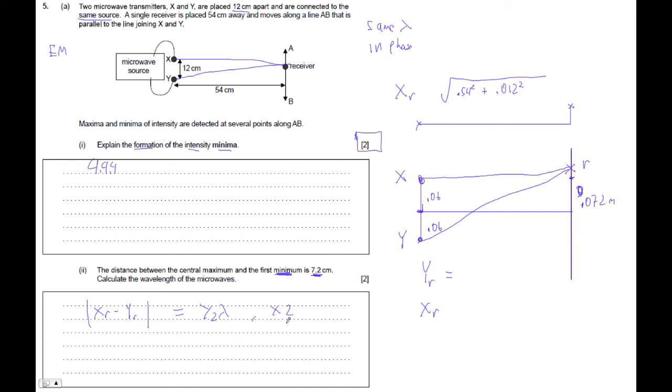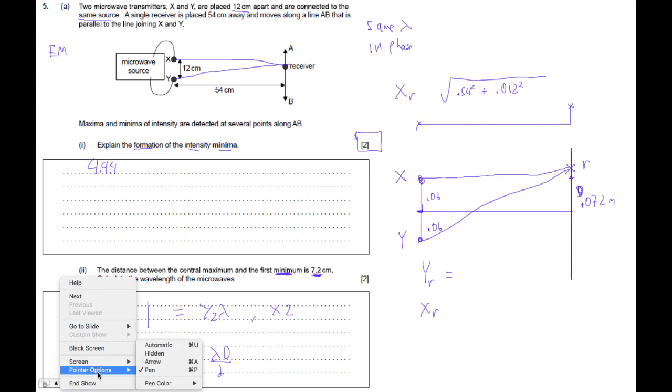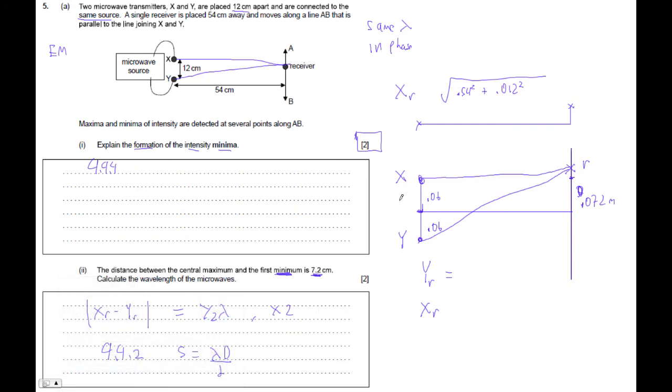There is an approximate way to do this. If you look at formula 4.4.2, it says that s is equal to lambda D over d. And it's like, well, what the heck are these things? At the end of the day, I might forget what these are. If we look at the diagram, this is big D, and this is little d here.